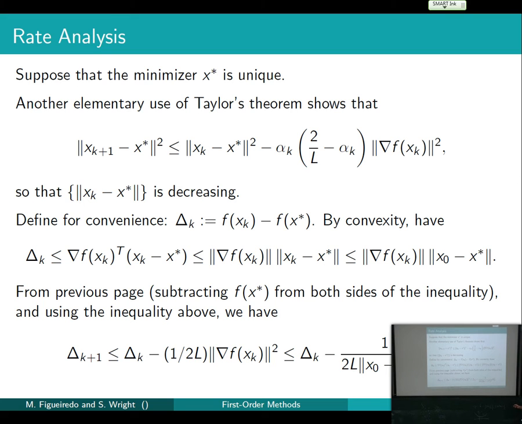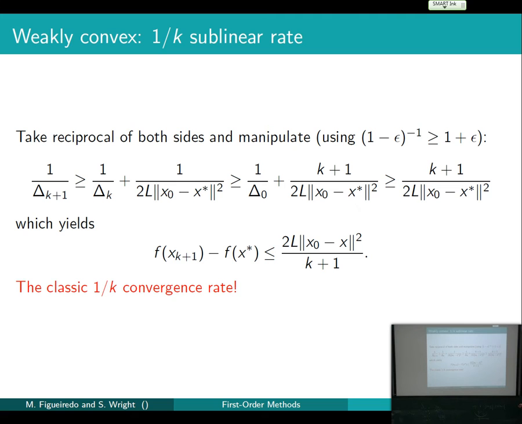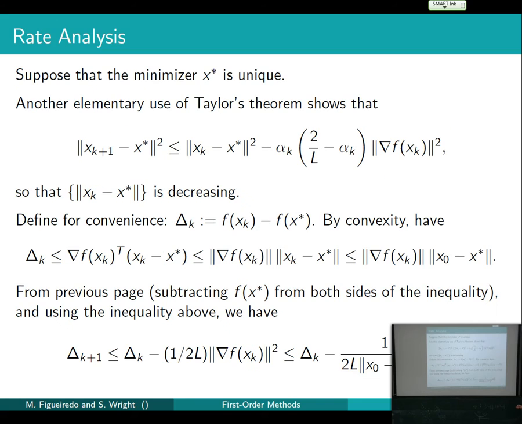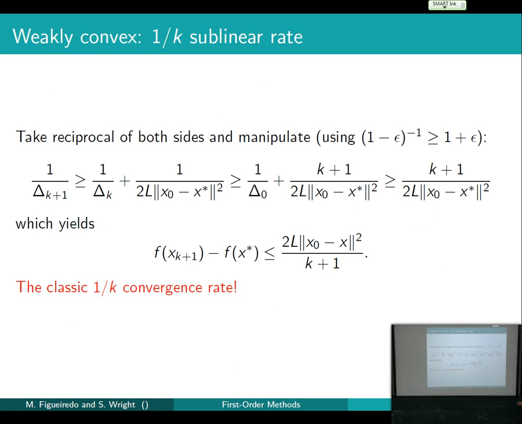Now this allows me to get a rate. This is telling me not only that delta_k is going to 0, but by a certain algebraic trick, I can show that it's going to 0 at a rate of 1 over k. Here's the trick: you take the reciprocal of both sides, do a bit of bounding, and mess around a little bit. What you end up being able to show is that 1 over delta_{k+1} is greater than or equal to (k+1) over a constant. And then if you flip them back again, that means that delta_k is less than or equal to a constant over k+1.